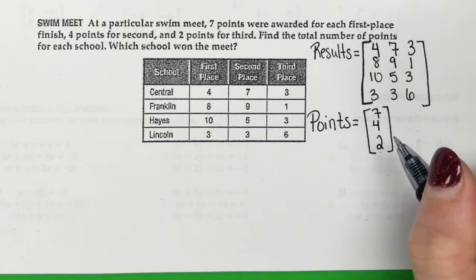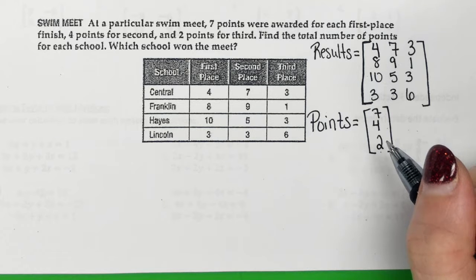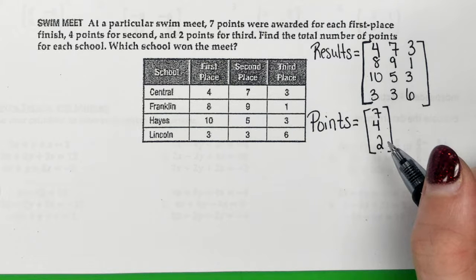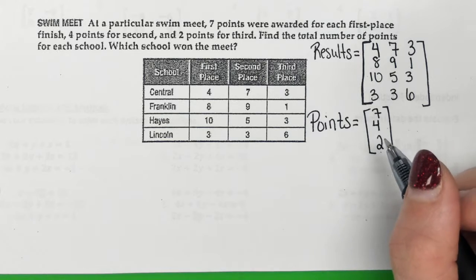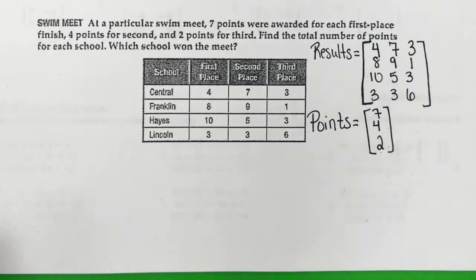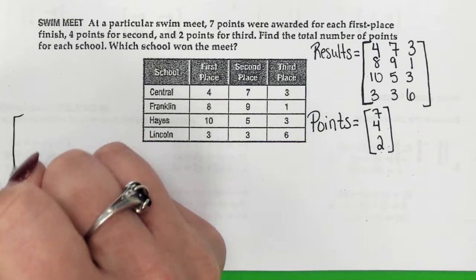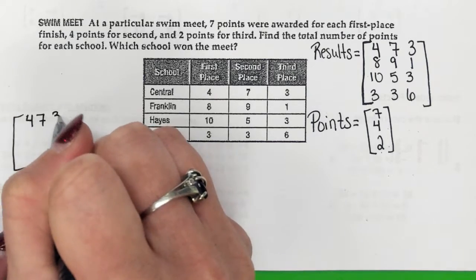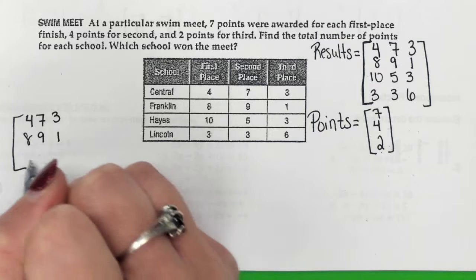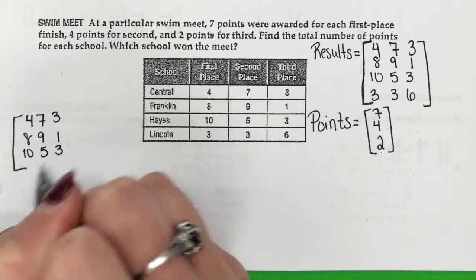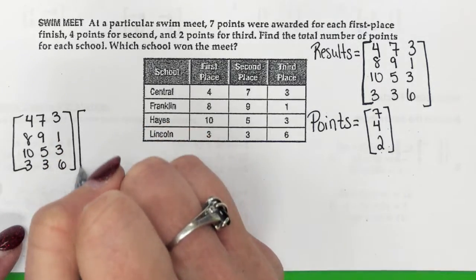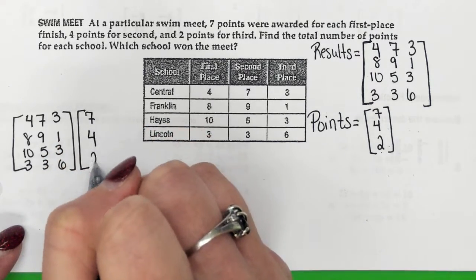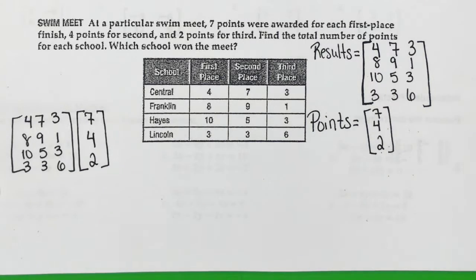In the problem, read to the question. How many points were awarded for first place? 7. There you go. Got it? Okay. Anybody lost about where I got those numbers from? Okay, and then all we're going to do is multiply those two matrices together. When we do that, we've got to check our dimensions, and then we can plug it in our calculator. Y'all okay so far?